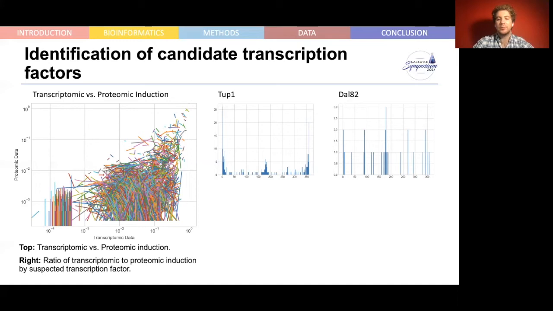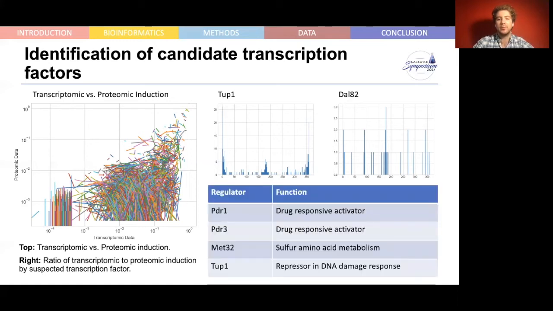Looking only at the transcription factors of PDR5, we're able to rank each transcription factor by how strongly their target genes clustered, and chose 4 to experimentally test. Those were PDR1 and 3, which are both drug response activators, MET32, which is involved in sulfur amino acid synthesis, and TUP1, a repressor in DNA damage response.